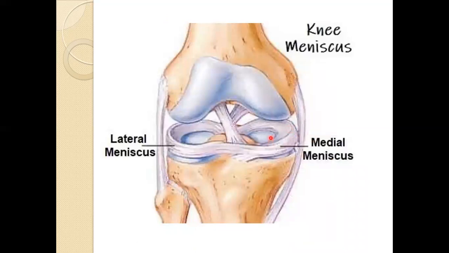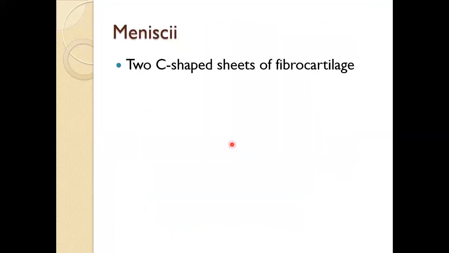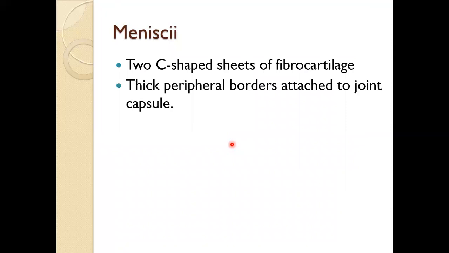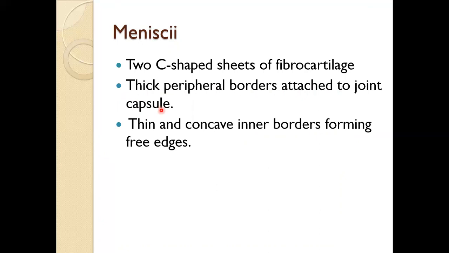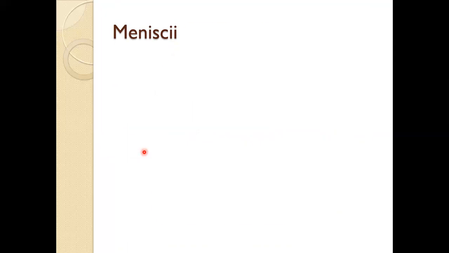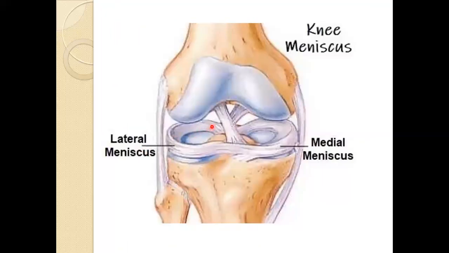Next are the menisci of the knee joint. By menisci we mean these cup-shaped structures, right? These cup-shaped structures are basically made up of fibrocartilage. These are two cup-shaped sheets of fibrocartilage, which have got a thick peripheral border, which is attached to the joint capsule. And then there is a thin and concave inner border forming the free edges. As you can see in this diagram, this is the lateral meniscus, while this one is the medial meniscus.